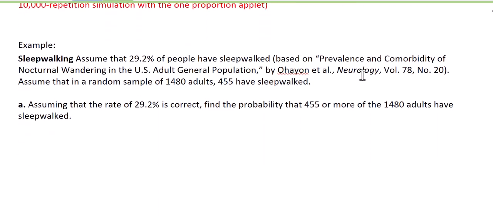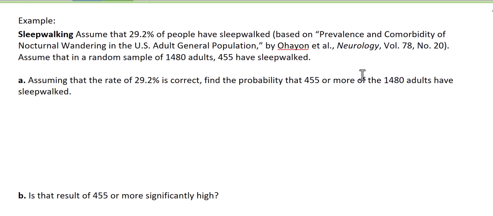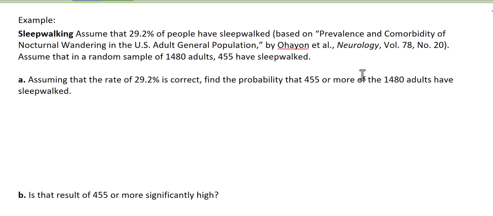So sleepwalking, assume that 29.2% of people have sleepwalked. We want to assume that in a random sample of 1480 adults, 455 have sleepwalked. Now, assuming that the rate of 29.2% is correct, find the probability that 455 or more of the 1480 adults have sleepwalked. Alright, so what's going on here?